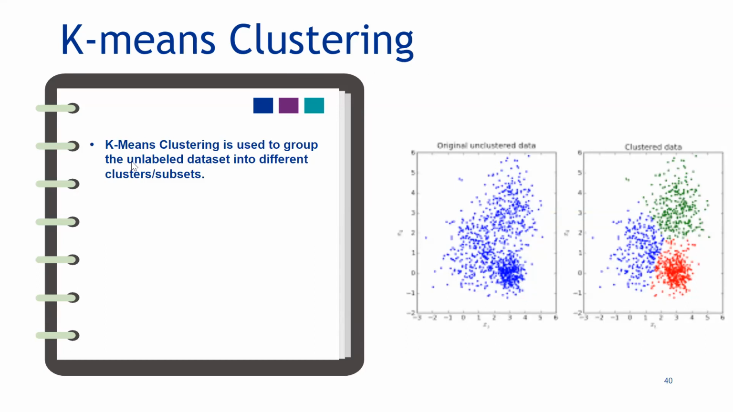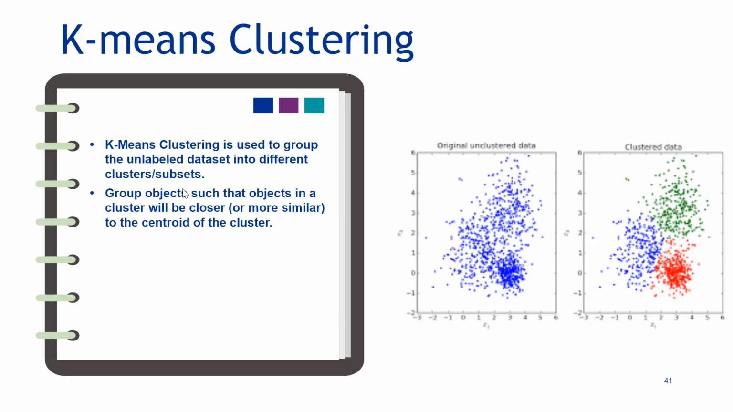K-means clustering is used to group the unlabeled dataset into different clusters and subsets. It groups objects such that objects in a cluster will be closer or more similar to the centroid of the cluster. So the K-means clustering algorithm uses the centroid technique, where we are finding out the distance of the data points from the centroids, and then it is making out the clusters. As I already told you, it's a centroid based algorithm where it is finding out the distance of the data points from the centroid.